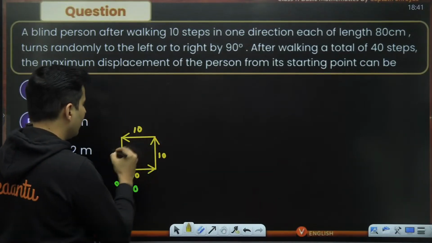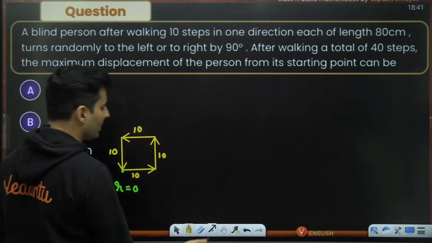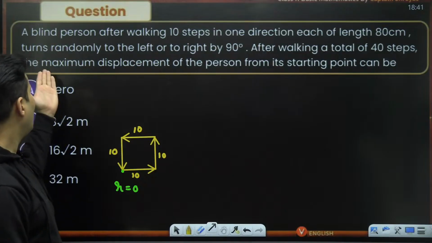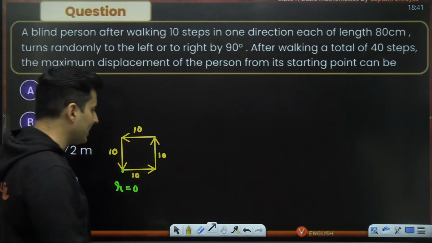So every time if he turns left, then he'll be back to the same place. No, that is not maximum. I want the maximum possible displacement.